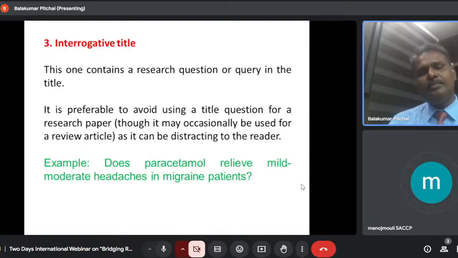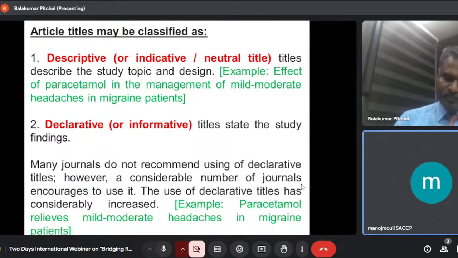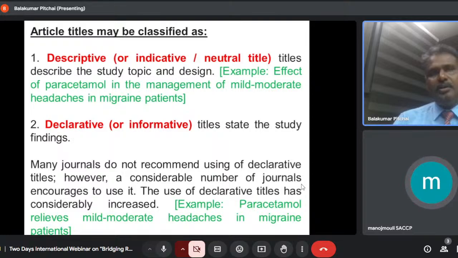Normally, you should never come up with an interrogative title for a research paper. On the other hand, if you are writing a review article, yes, of course, certainly you can use this kind of title. If you are writing a research paper, you can come up with either a descriptive, indicative, neutral title or a declarative or informative title. In my opinion, it is a declarative title. It attracts more readers because you are declaring the final results in the title itself.